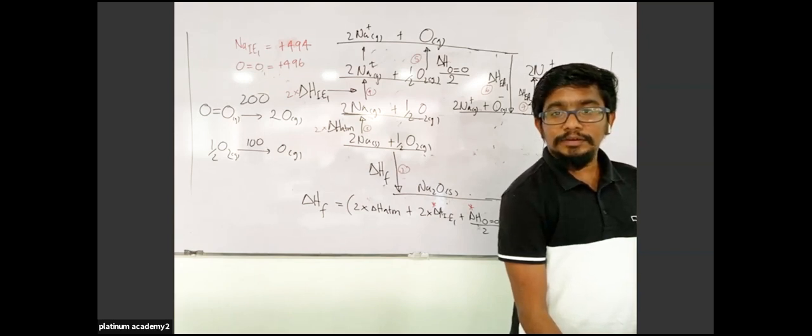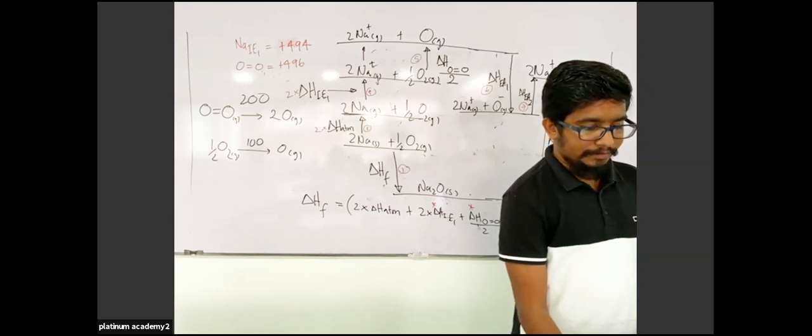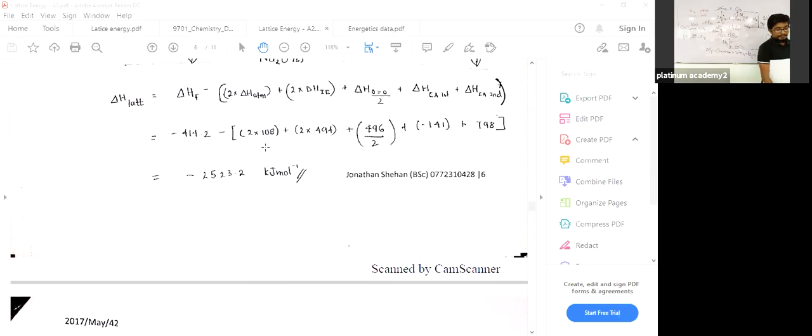Previous question, what's the answer? Minus 2,523.2. Those who have joined online can check your answers as well. You can see that formation enthalpy is given. Atomization is 108, but it has to be multiplied by 2. Ionization is 494, it has to be multiplied by 2. Bond energy is 496 divided by 2. Electron affinity 1 and 2, you don't have to multiply, it's the same value we have used. Minus 2,523.2.